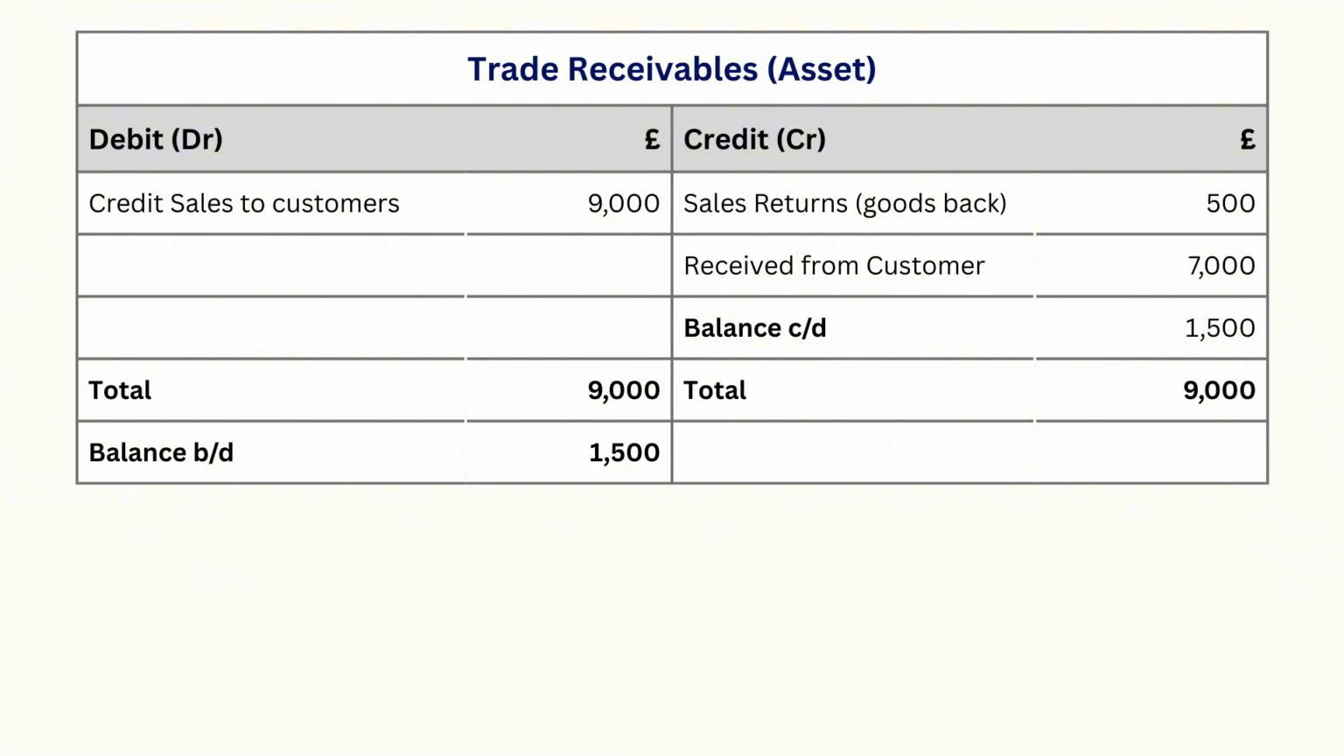When customers pay, the amount owed reduces again, so £7,000 goes on the credit side. The difference between the two sides is £1,500, and because this is an asset, the balance sits on the debit side. This debit balance will be listed in the trial balance.